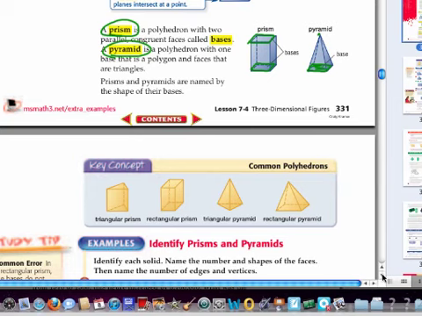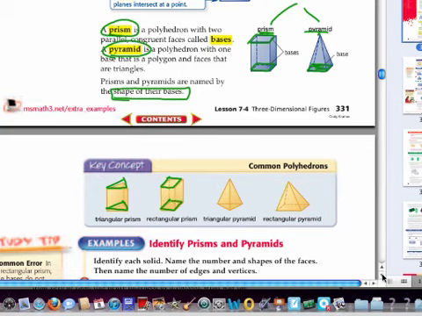So really what we're trying to do is classify them as one or the other. Trying to classify things as a prism or as a pyramid, and then we name them based on the shape of their base. So if we look at these right here, here we've got a triangular prism, and it's called a triangular prism because our base on both the top and the bottom is a triangle. And the other prism that we have here is a rectangular prism. And both the top and the bottom are rectangles.